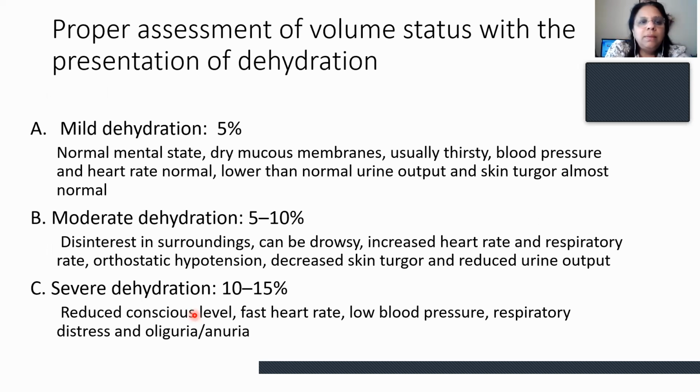When the patient comes with a normal mental state, but dry mucous membranes, usually complaining of thirst, with blood pressure and heart rate normal, but a little lower than normal urine output, and skin turgor almost normal. Now these type of people, even though you think they are having dehydration, they have a mild dehydration.